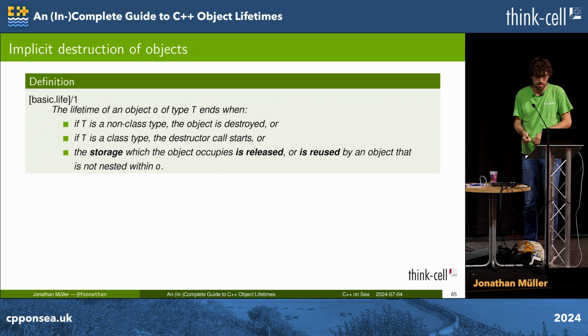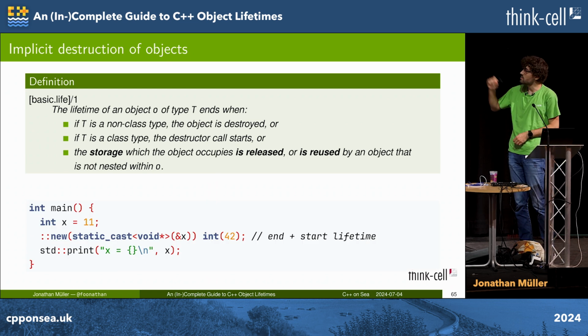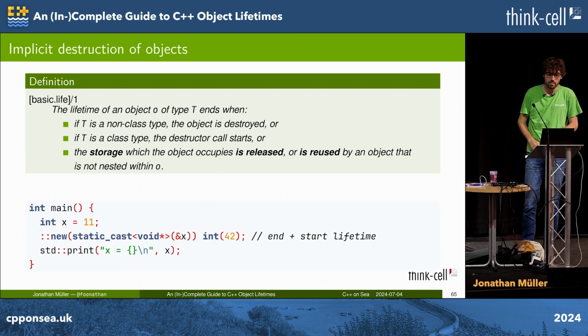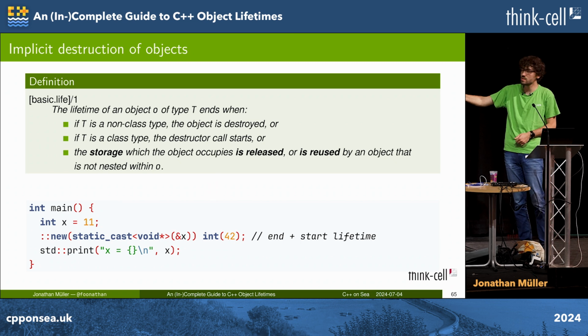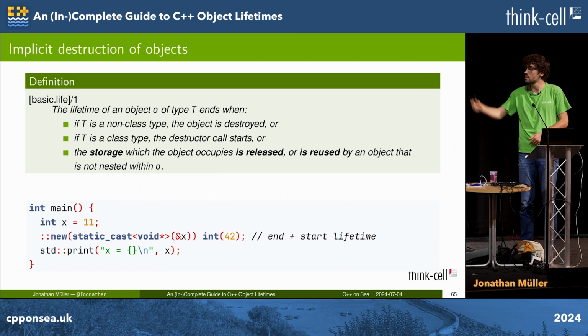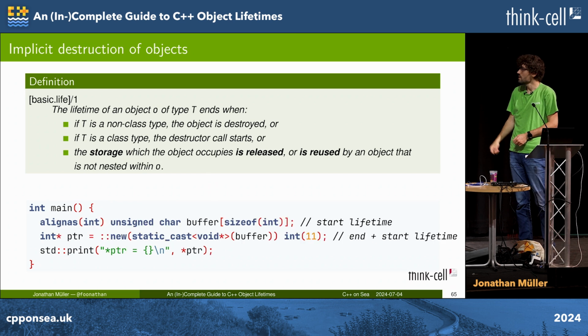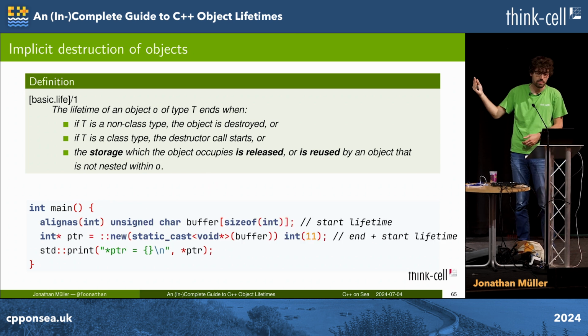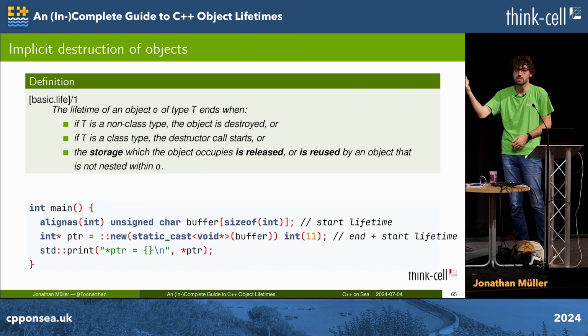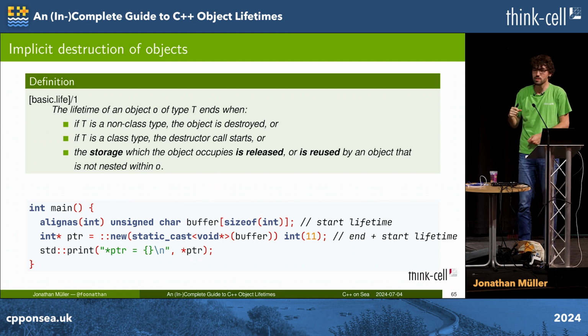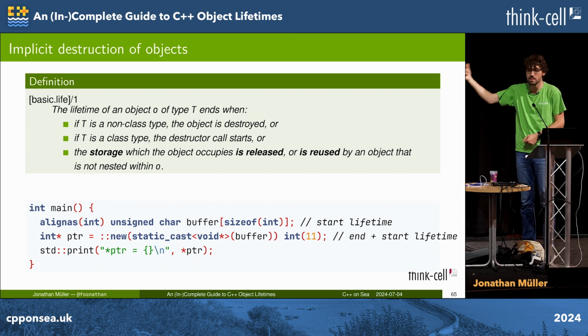So when we've got an int object, I can call placement new, this reuses the storage for a new object, so this automatically ends the lifetime of the first int and starts the lifetime of the second int. Similarly, when we've got an unsigned char buffer, this actually starts the lifetime of an unsigned char array. And when we then call placement new, that ends the lifetime of the unsigned char array and starts the lifetime of the int.